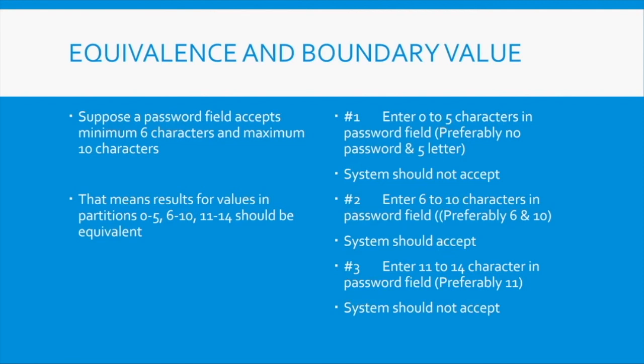Then after that, you also want to consider your invalid test cases. For the invalid test cases, you want to enter 11 characters, because that is also at the boundary. I wouldn't say 11 to 14, because it could go on forever, to be honest. You can put any number that you want. The third partition should not be accepted. That is a good example for you.